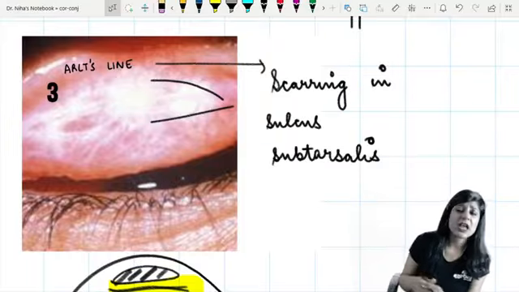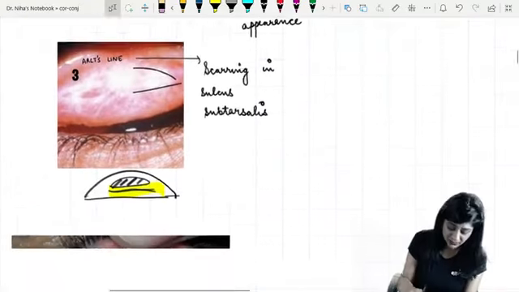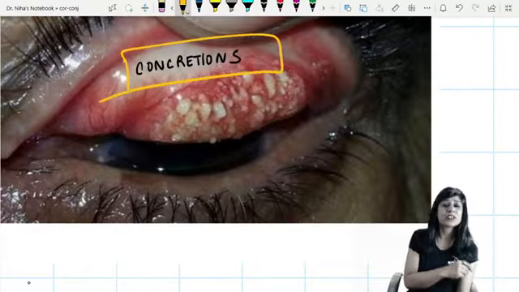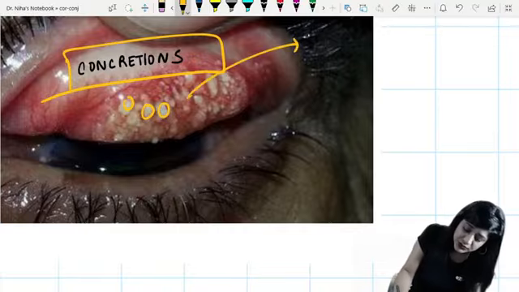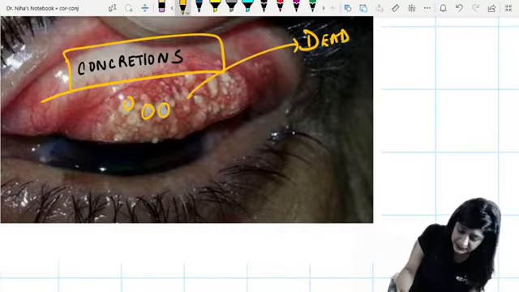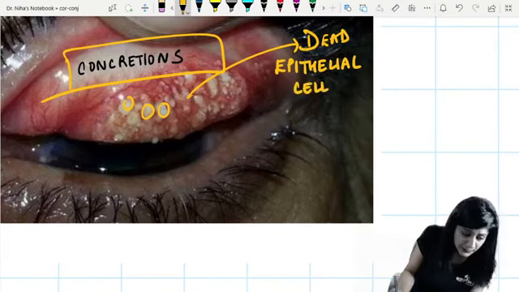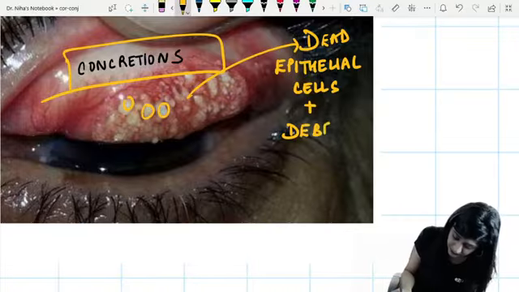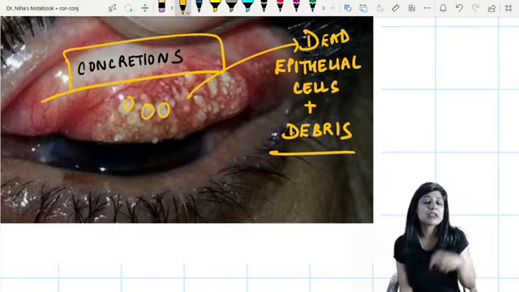Now whenever we have follicles, we have got the papillary hyperplasia, we have Arlt's line. So we have something which is called the concretions. What are these concretions? Can you see these collections here? These are the collections of the dead epithelial cells, plus we will have the debris. So whenever we have the collections of the dead epithelial cells along with the debris, it is called concretions.